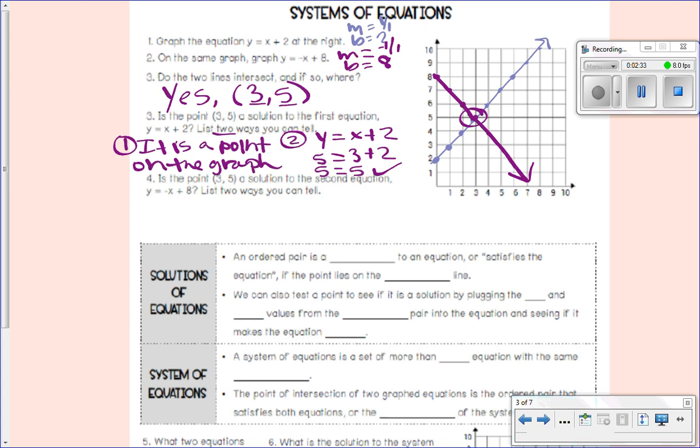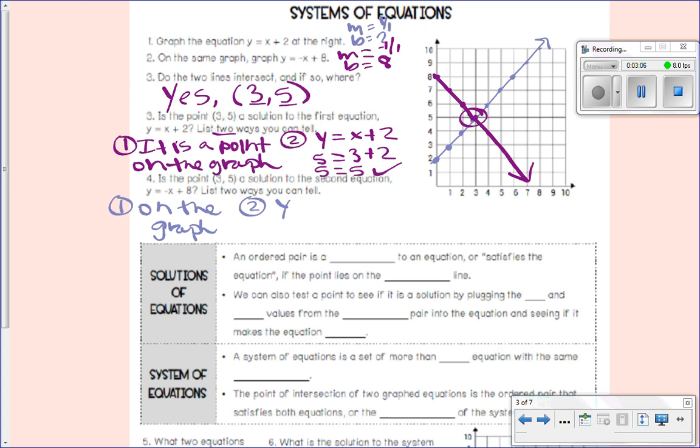Number 4, is the point (3, 5) a solution to the second equation? And of course, very similar reasons: it's on the graph. So one way, when you're given two linear equations, to see if they intersect or their solution is by a point. Okay, so you can either graph it like we just did, right? Or after you graph it, you can see the point of intersection, right?